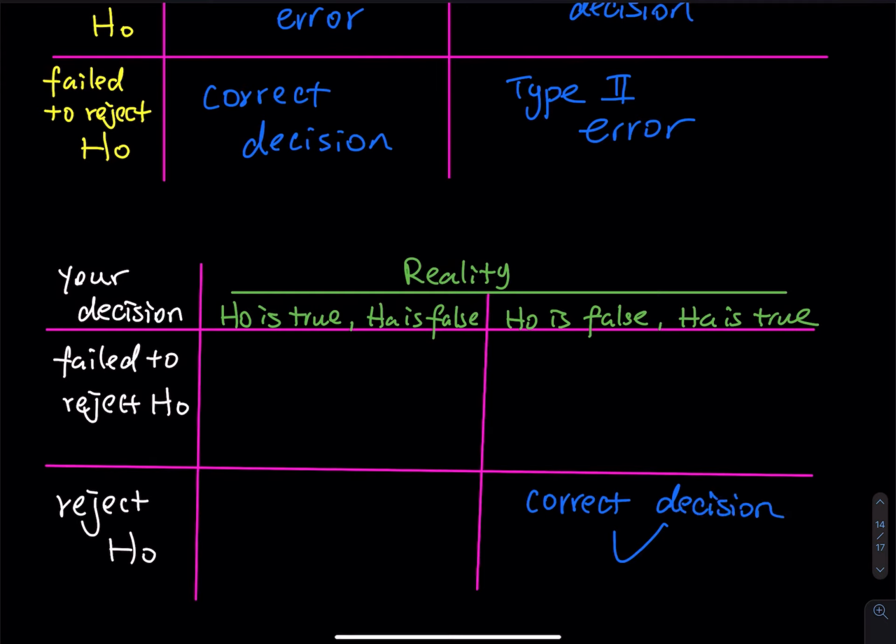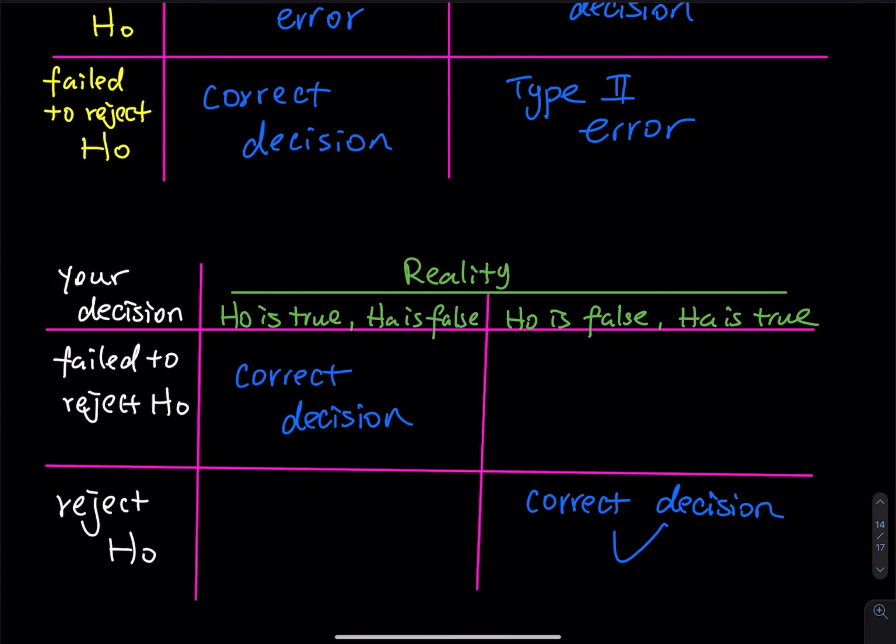And then the next one is you fail to reject H naught. What does that mean? That means H naught is still there, right? So which one is right, column 1 or column 2? Column 1 is in reality H naught is true. You fail to reject that. So you did not reject a true statement. That is absolutely fine, right? So that is a correct decision.